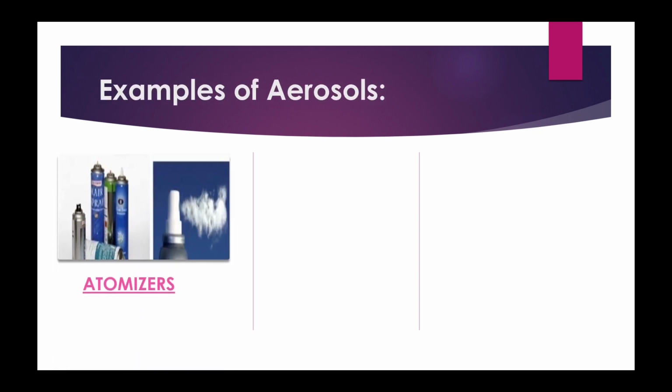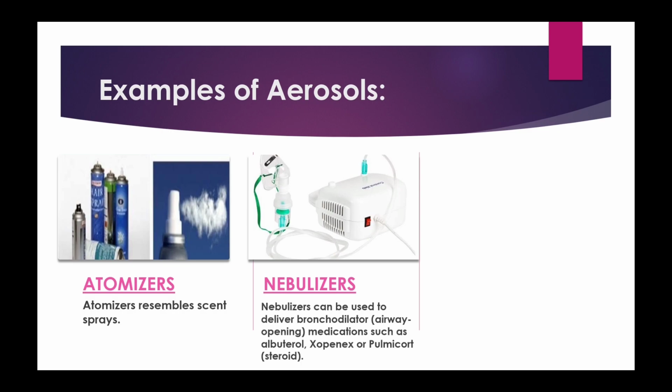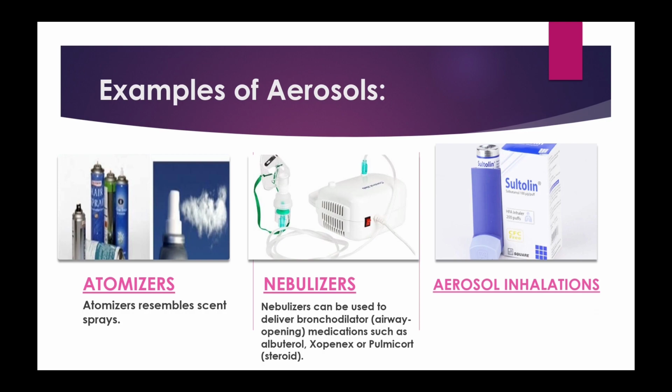Let's see examples of each. First, atomizers. Friends, atomizers resemble scent sprays. For example, air fresheners, room fresheners, scents and perfumes which we use in our daily life are all examples of atomizers. Next, nebulizers. Nebulizers can be used to deliver bronchodilator, airway opening medications such as albuterol, Xopenex or Pulmicort. Next, aerosol inhalations. It is used in the treatment of asthma, chronic bronchitis and emphysema.